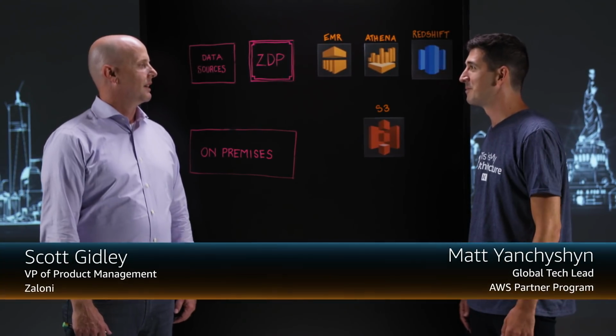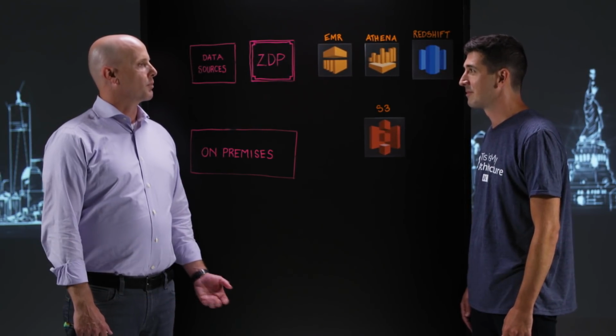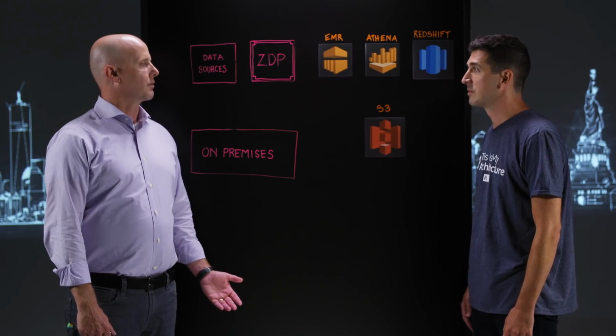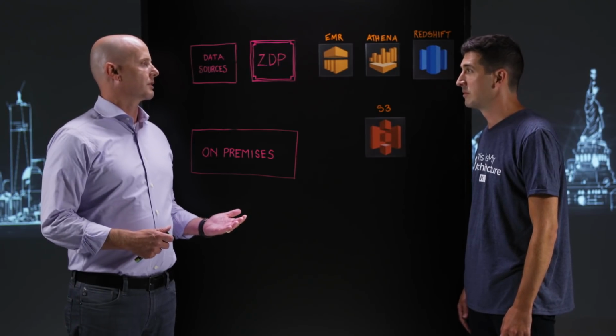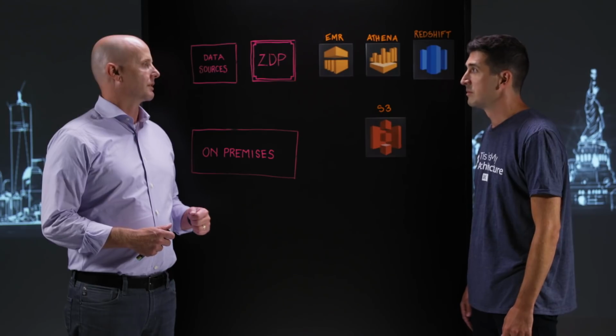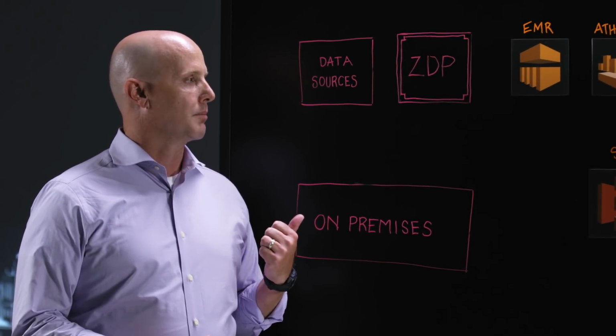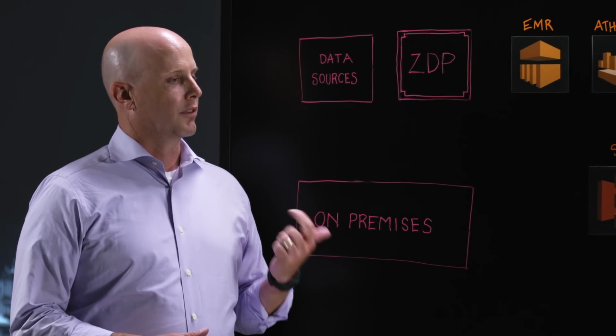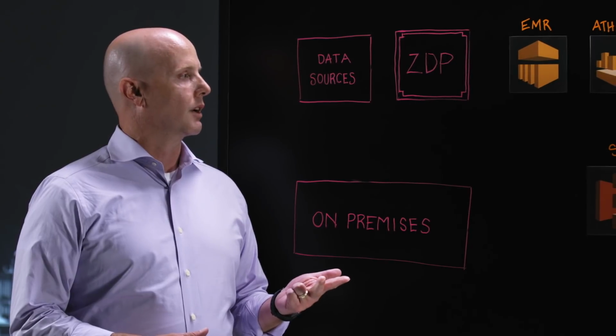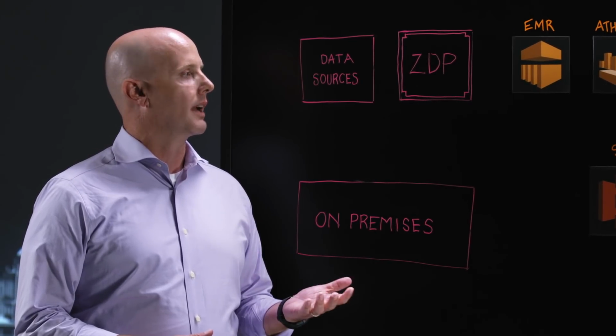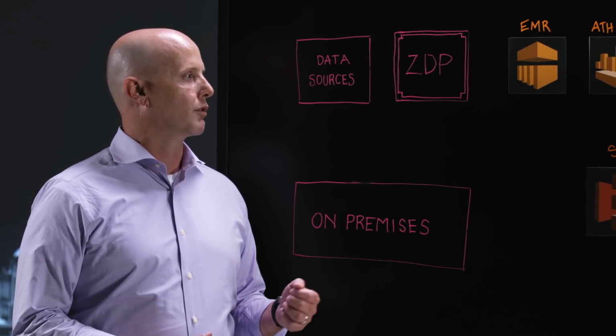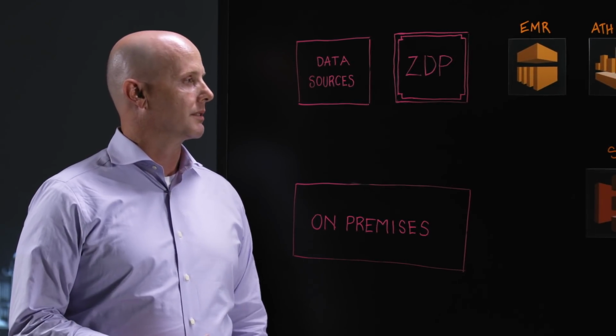So tell us about Zaloni. Zaloni delivers enterprise-level governance and data management software, and really our whole goal is to help our customers simplify their big data ecosystem. So we want them spending less time managing the ingest, defining security rules, defining data quality rules, and let their end users access high-quality information so that they can drive better business decisions.